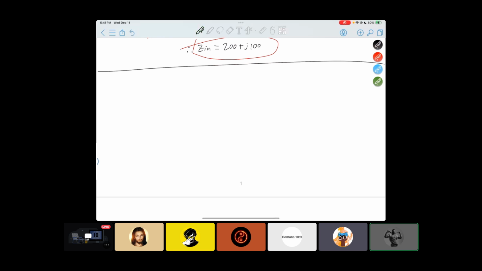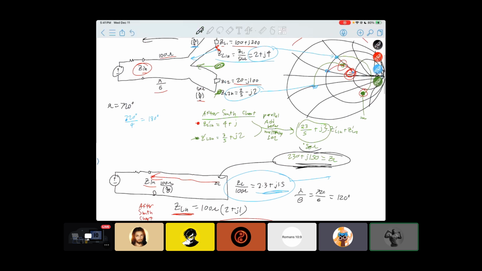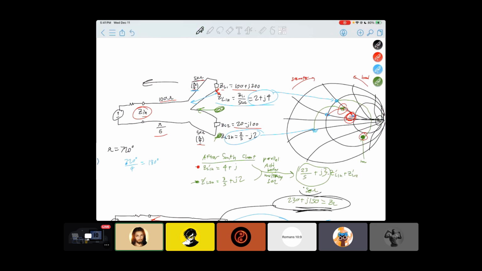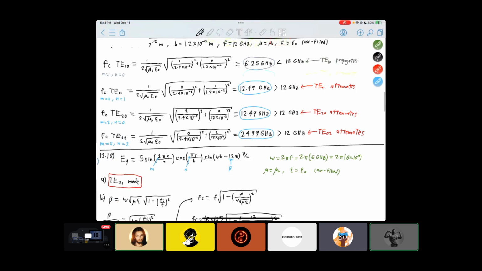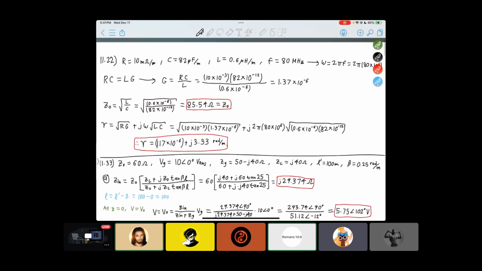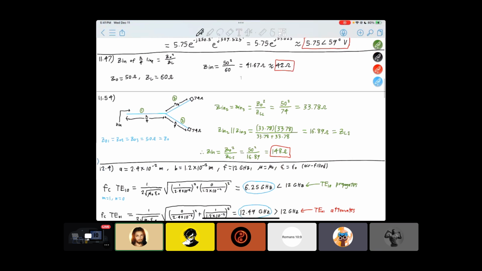Is that a specific problem in the textbook? I think it corresponded to one of our homeworks actually. Let's see, homework 11 or homework 10? Homework 10, I think. It's on your name. Yeah, homework 10. Let me see. It was this one. Yeah, 11.54. Yeah, that was the one. 11.54. Yeah, you could do it without the Smith chart as well, but it's better you just use the Smith chart.